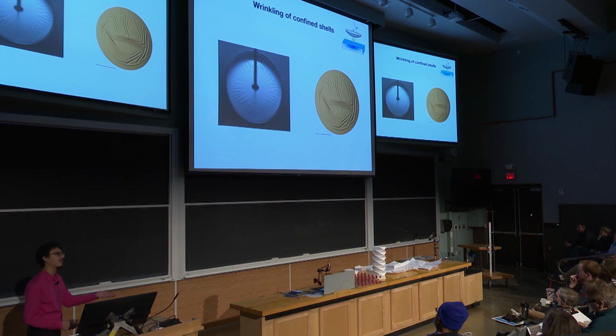You lay this very thin film, this one is about 150 nanometers thin, relative thickness of about 10 to the minus 6, on top of a water bath, and it starts out being a sphere, and it assumes an approximately planar shape. And the question is, what's the pattern of wrinkles?